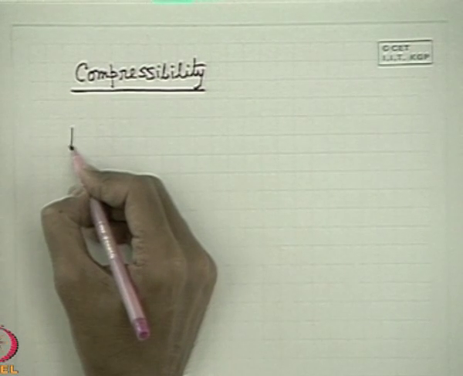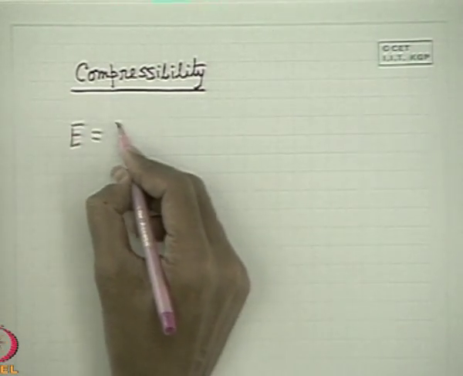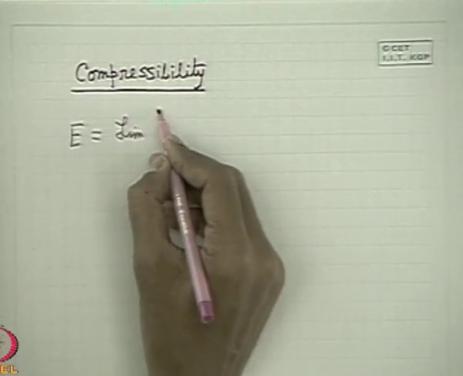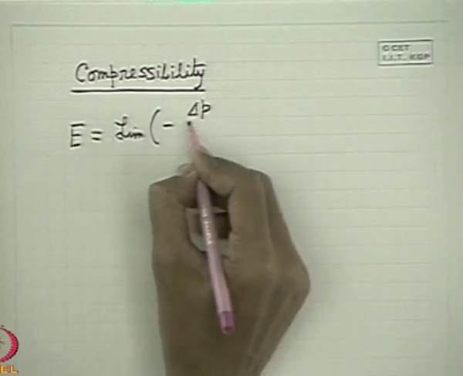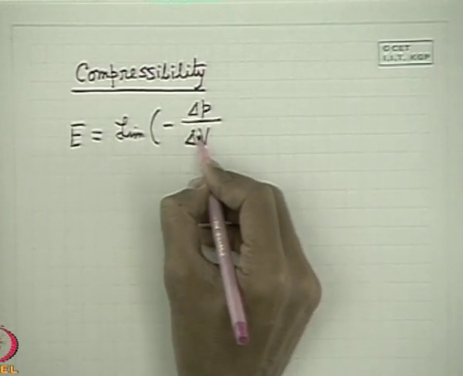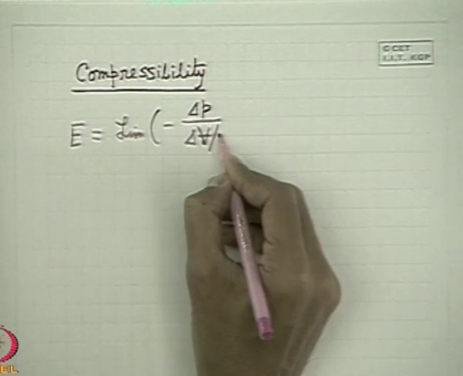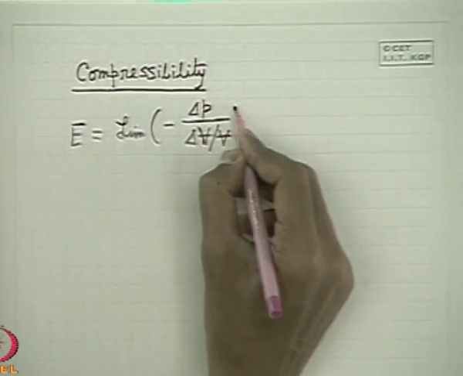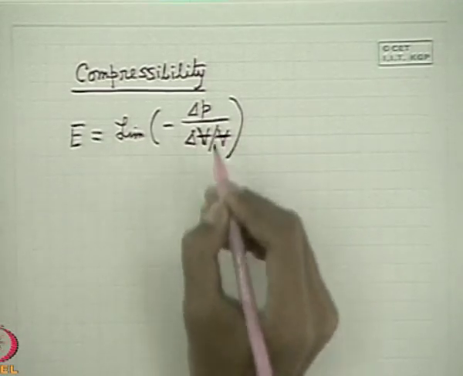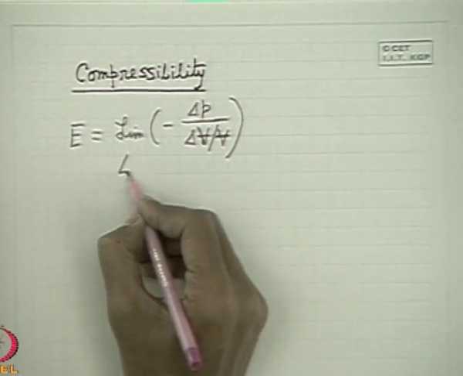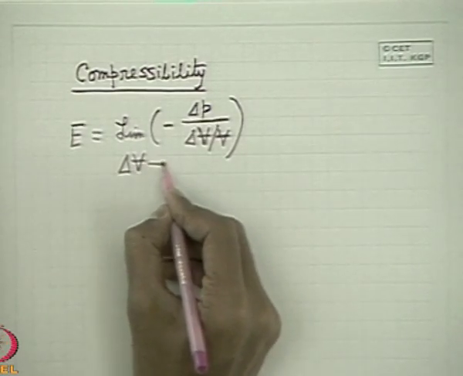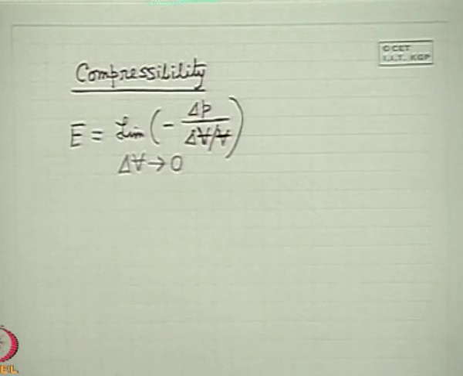So, this is precisely the definition of compressibility, and it is quantitatively characterized by a parameter known as bulk modulus of elasticity, as we have already read earlier. So, how do you define the bulk modulus of elasticity? E is defined as the limit of a minus sign delta P by delta V. I use a cut with V to denote the volume to make a difference from the velocity. So, V with a cut represents the volume, when delta V tends to 0, or V tends to 0, does not matter.